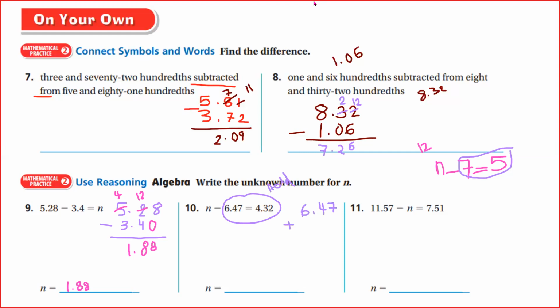6.47 plus what? 4.32. Bravo. Continue. 7 plus 2, 9. 4 plus 3, 7. And we will not forget the point. And 6 plus 4, 10. Bravo. So the number will be 10.79, because when I subtract 6.47 from it, I will get 4.32. Thank you, Muna. I'm proud of you.